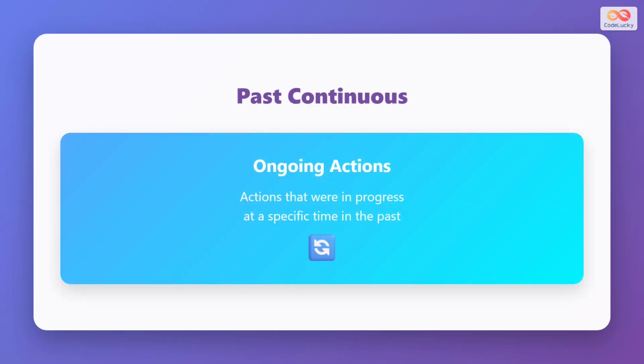Now let's look at past continuous. We use past continuous to describe ongoing actions. These are actions that were in progress at a specific time in the past. The action was happening, it was continuing, it wasn't finished at that moment. Think of it like a movie that was playing.